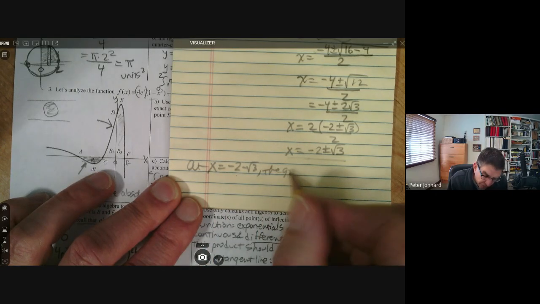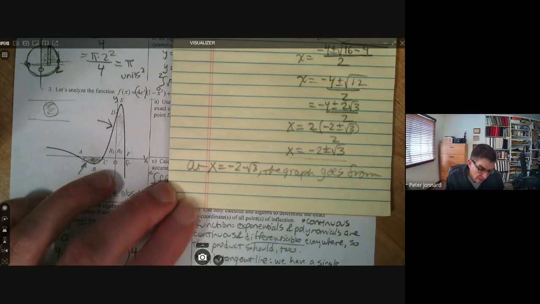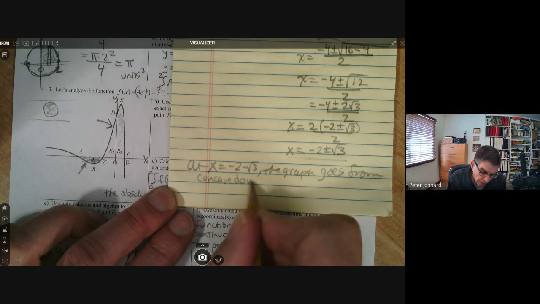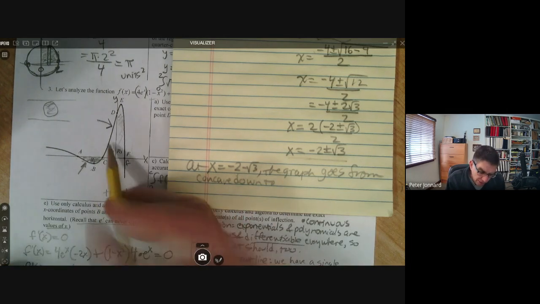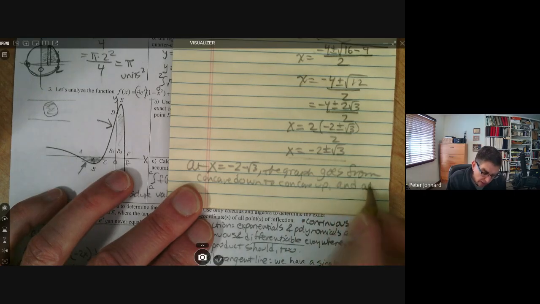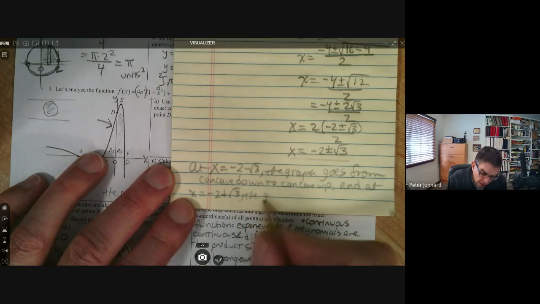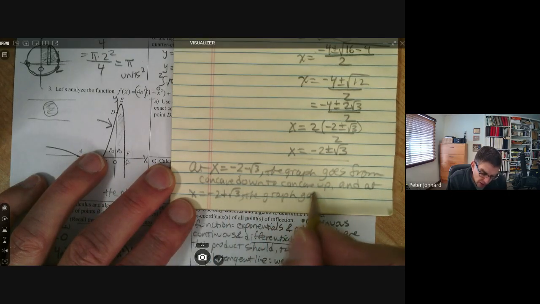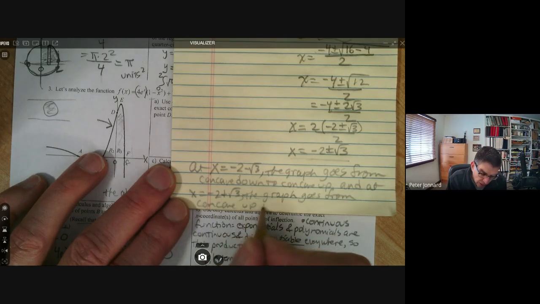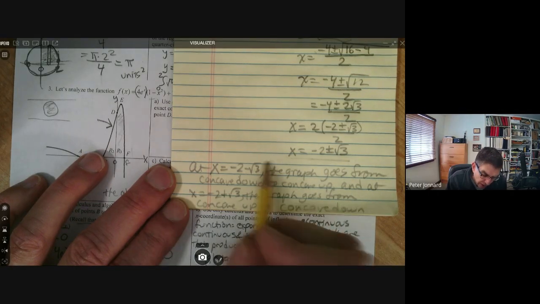The graph goes from concave down to concave up. And at x equals -2 plus radical 3, the graph goes from concave up to concave down. So there are my two answers.